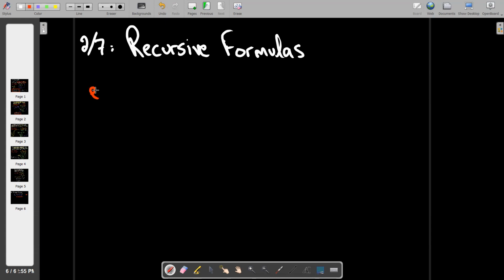I would start writing this down now. So here's an example of a recursive formula. Are you ready?